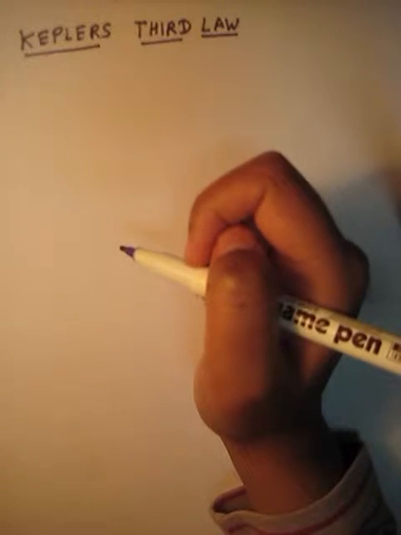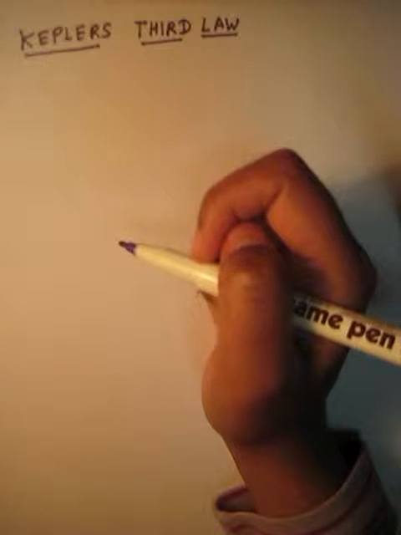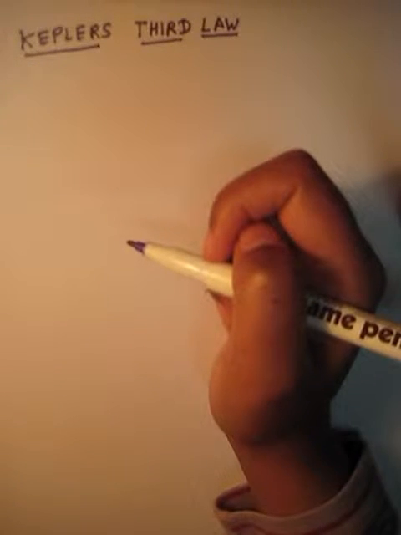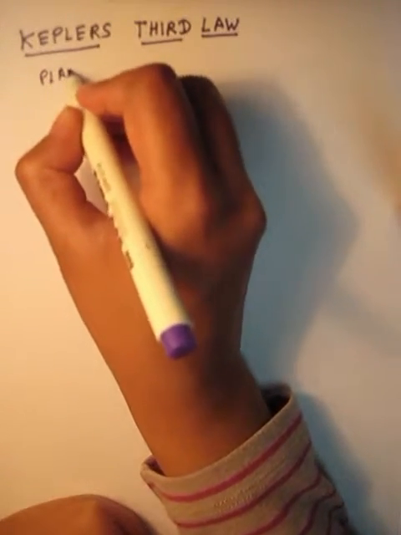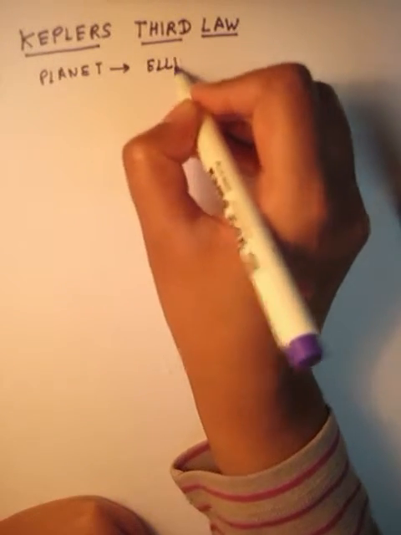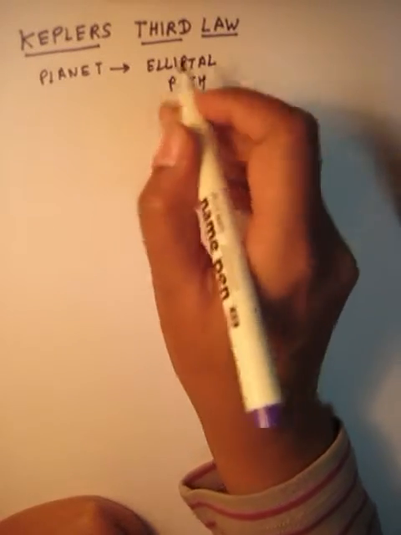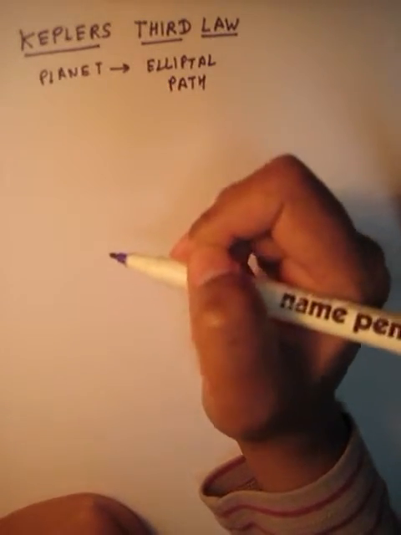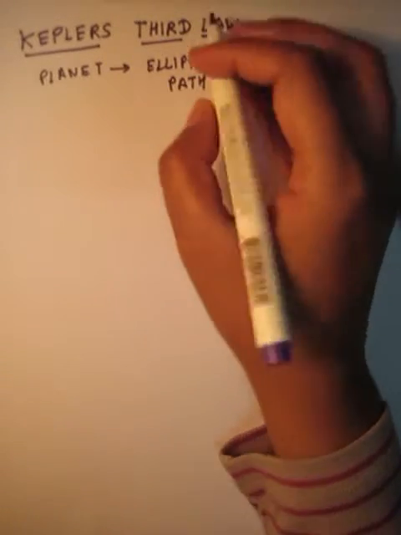Today we are going to study Kepler's third law. Kepler's laws deal with planetary motion, that is, how planets move around the sun or how a satellite moves around a planet. And we know that the planets move in elliptical paths around the sun. Or if we're talking about a satellite around a planet, then it is also traveling in an elliptical path.